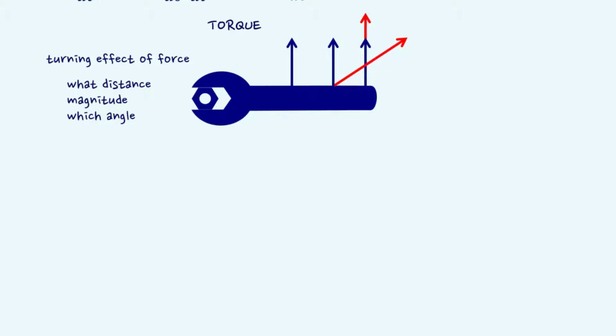Based on this experience, torque is defined as an effect produced by a force about the axis of rotation, which is equal to the product of the magnitude of the force and the perpendicular distance of the line of action of the force from the axis of rotation.